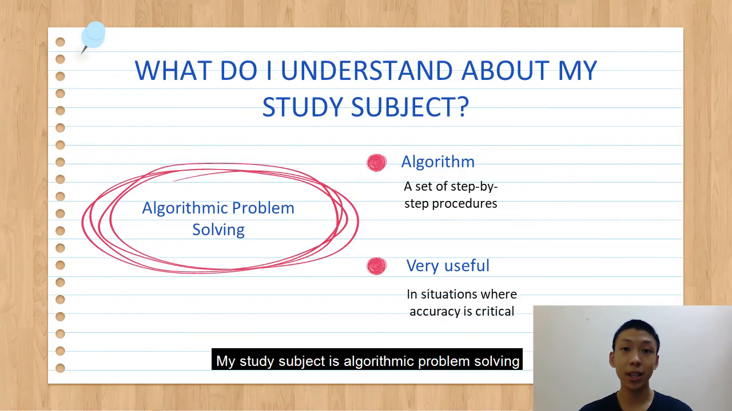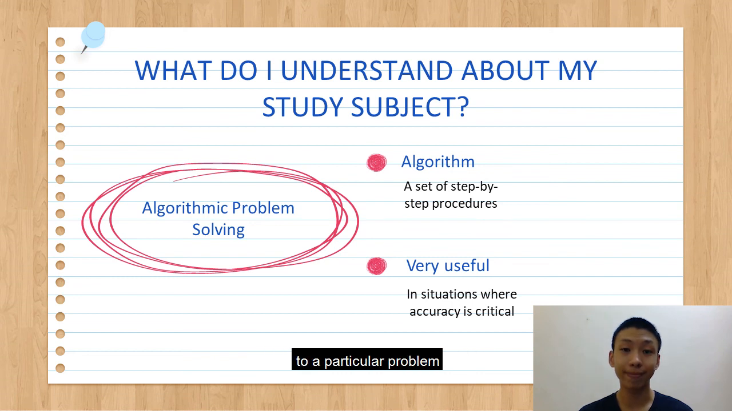My study subject is algorithm problem solving. What I understand is algorithm is a set of step-by-step procedures that provide the correct answer to a particular problem. By following the instruction correctly, I am guaranteed to arrive at the right answer. Such step-by-step approach is very useful in situations where accuracy is critical because I can be sure that I will reach the correct answer each time.